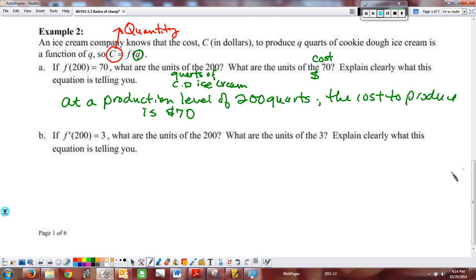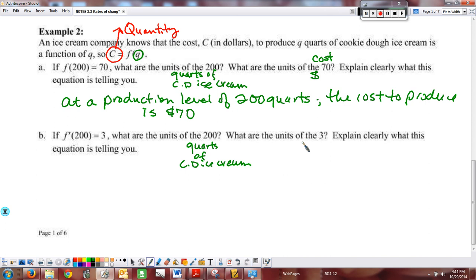All right, and then we come down and now we're looking at F prime of 200 equals 3. Now again, the 200, regardless of what we're looking at, the input doesn't change. The input is still talking about your quarts of ice cream. So we have 200 quarts of your cookie dough ice cream. That would be our units here. And we want to know what are the units of 3.